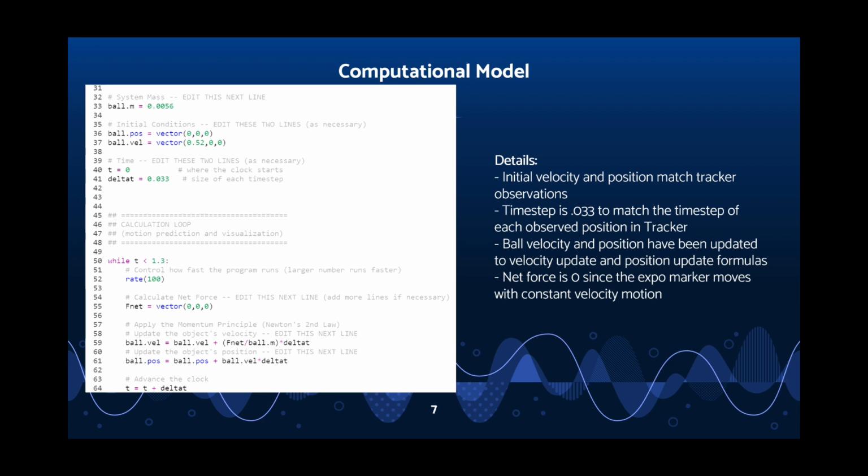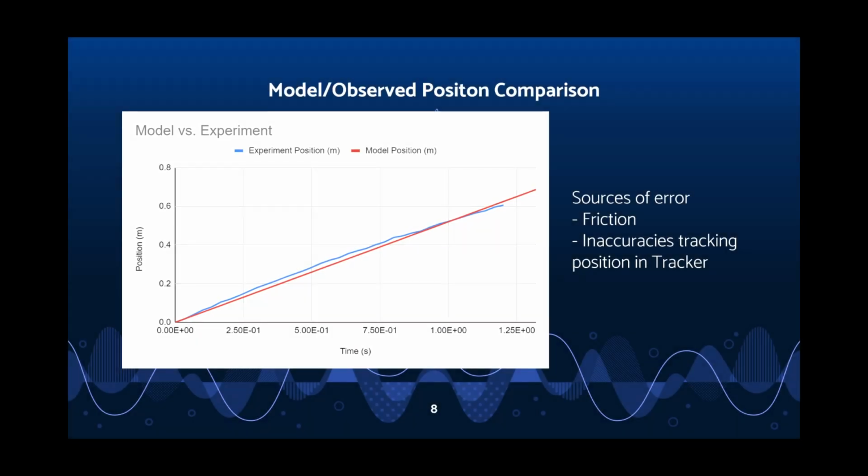Then, I changed the time step delta t to match the time steps of the recorded data from Tracker. Lastly, I updated the object's mass to match that of the expo marker, and I updated its initial velocity to match the velocity I computed from the Tracker data. Here, I am assuming the expo marker moves with a constant velocity throughout the video. This program generated a chart of where the object's position should be at increasing times when it has a constant velocity of 0.5200 meters per second.